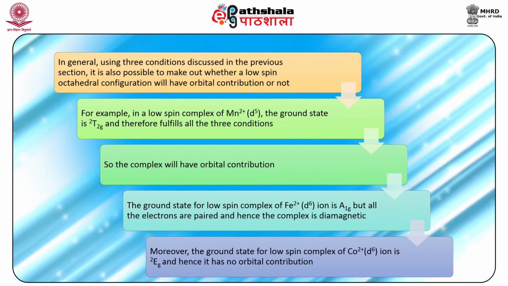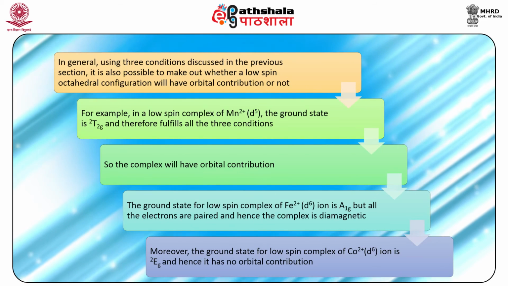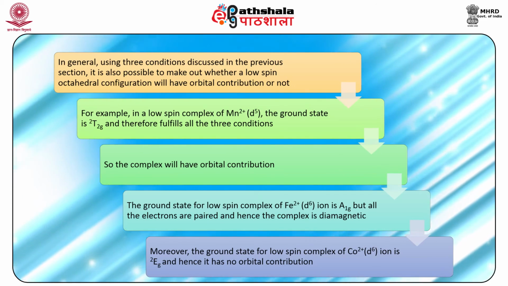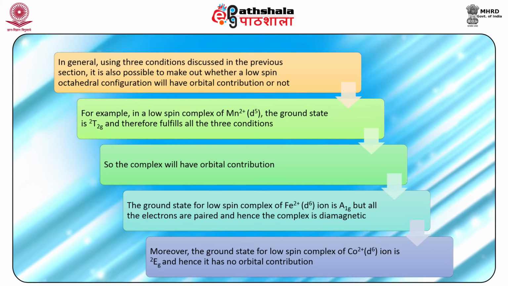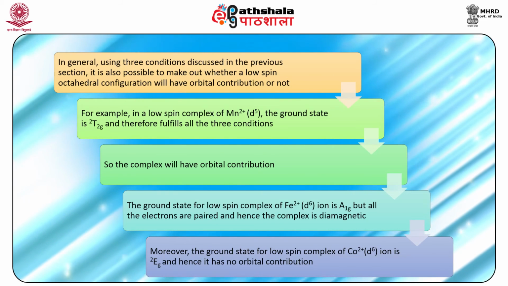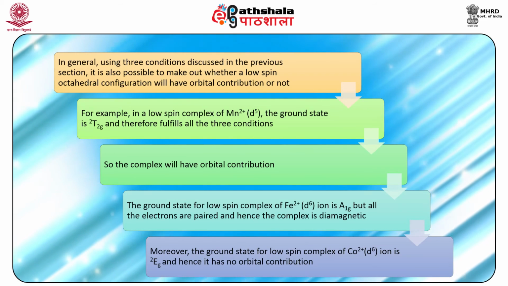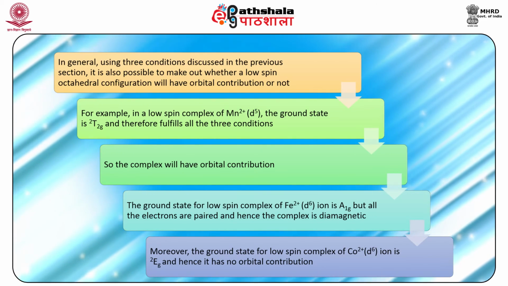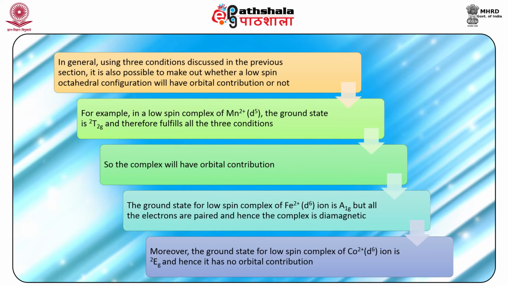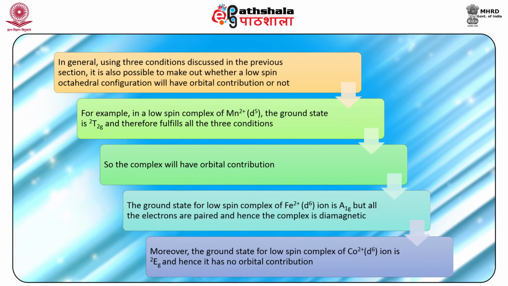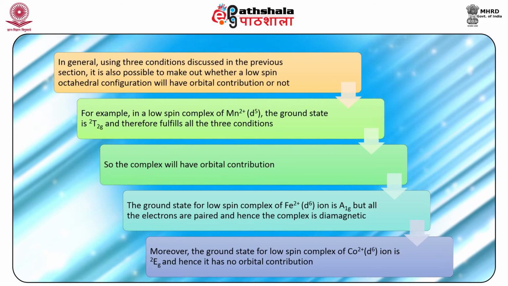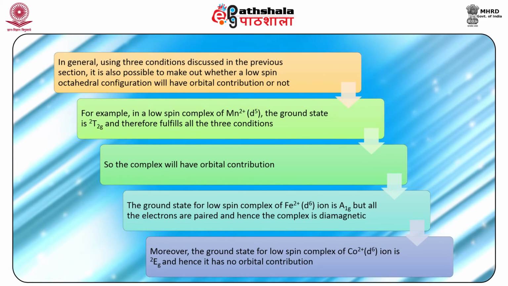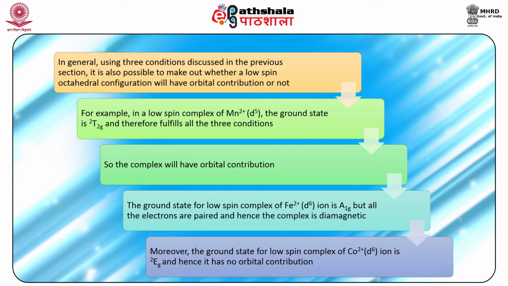In general, using the three conditions discussed in the previous section, it is also possible to make out whether a low spin octahedral configuration will have orbital contribution or not. For example, in a low spin complex of manganese 2 plus, the ground state is 2T2g and therefore fulfills all the three conditions. So the complex will have orbital contribution. The ground state for the low spin complex of iron 2 plus ion is A1g, but all the electrons are paired and hence the complex is diamagnetic. Moreover, the ground state for the low spin complex of cobalt 2 plus ion is 2Eg and hence it has no orbital contribution.